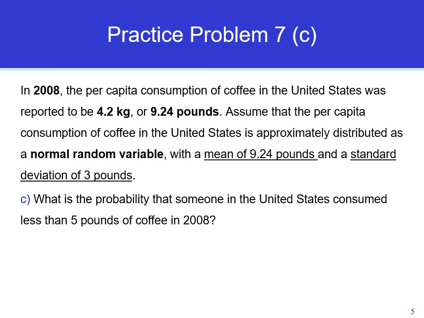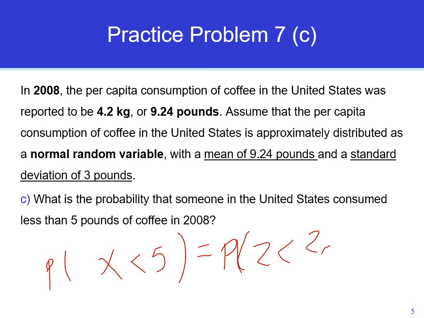This is easy. What we are looking for is the probability that x is less than 5 pounds. We know that x is a normal distribution with an average of 9.24 and a standard deviation of 3. So we would convert this to a z distribution first. That would be the probability that z is less than z of 5. Then we look for z of 5 in the table and find the probability.